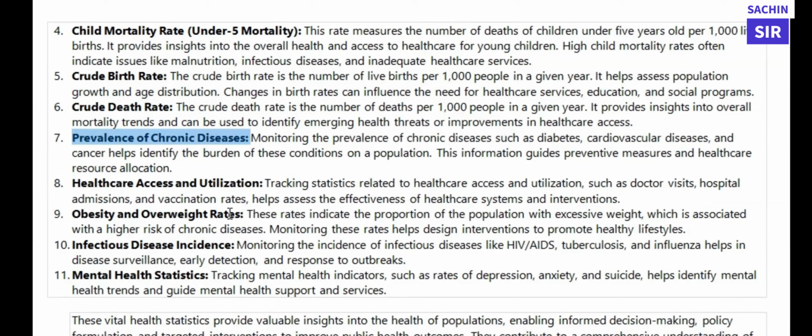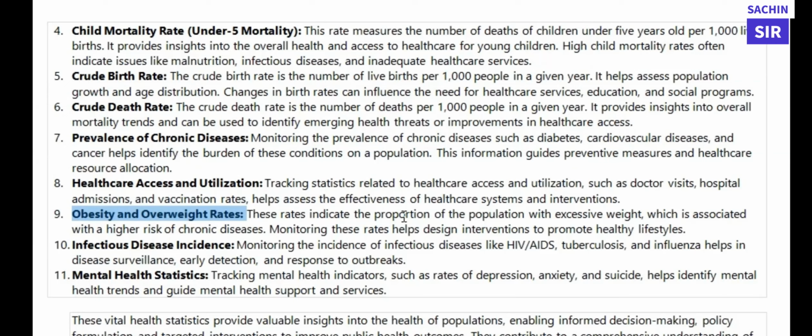Prevalence of chronic diseases. Monitoring the prevalence of chronic diseases such as diabetes, cardiovascular diseases, and cancer helps identify the burden of these conditions on a population. This information guides preventive measures and healthcare resource allocation. Healthcare access and utilization. Tracking statistics related to healthcare access and utilization, such as doctor visits, hospital admissions, and vaccination rates, helps assess the effectiveness of healthcare systems and interventions.